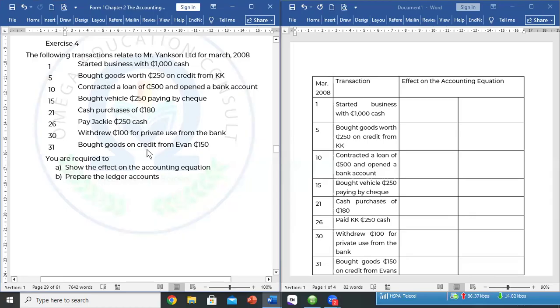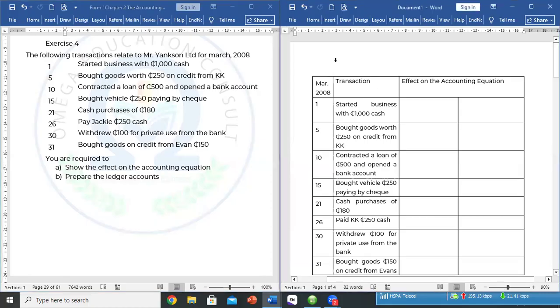So the requirement comes in two folds. We have to show the effect and then we have to prepare the ledger account. So the ledger account here means the T account, right? So let's begin. I'll try to do the effect and the ledger account for each of the transactions so that you would appreciate it better. The other way around it is for you to look at the effects before you now go and do the account. But let's do it together so you can get the understanding for both requirements.